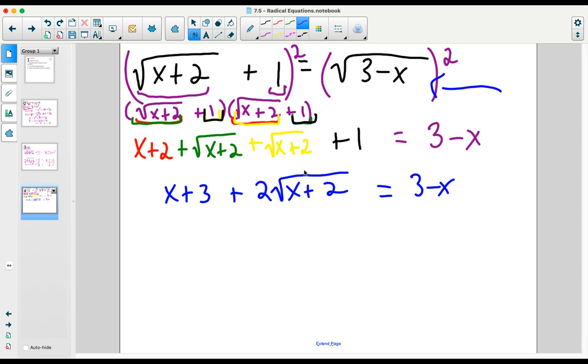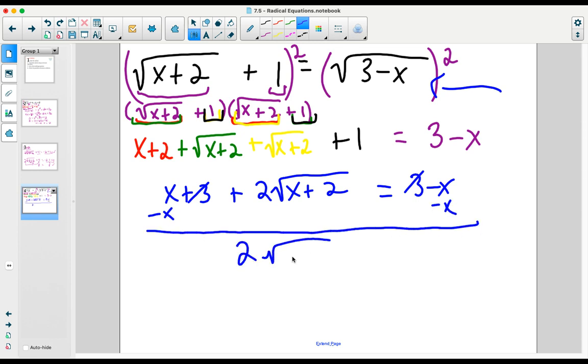Did it leave us with another one? Sure. But we can just go through our normal one radical process to get rid of that leftover one. So I'm going to subtract 3 from both sides, which is going to eliminate this 3 and that 3. And then I'm going to subtract this x over to the right-hand side. We're going to try to get our radical by itself.